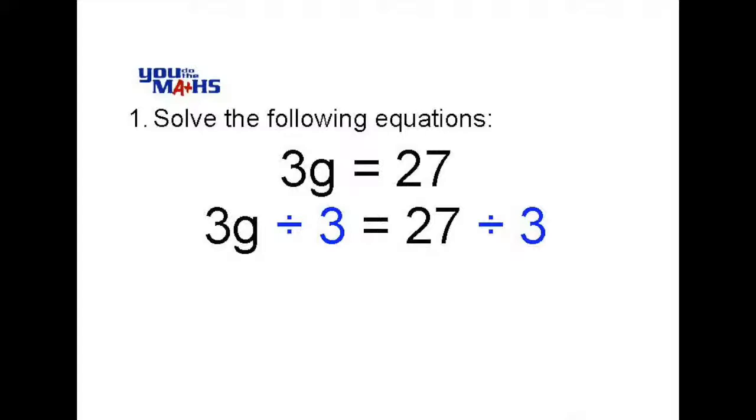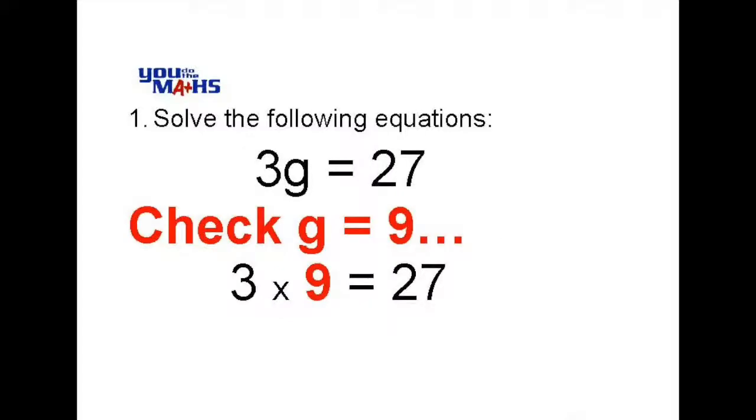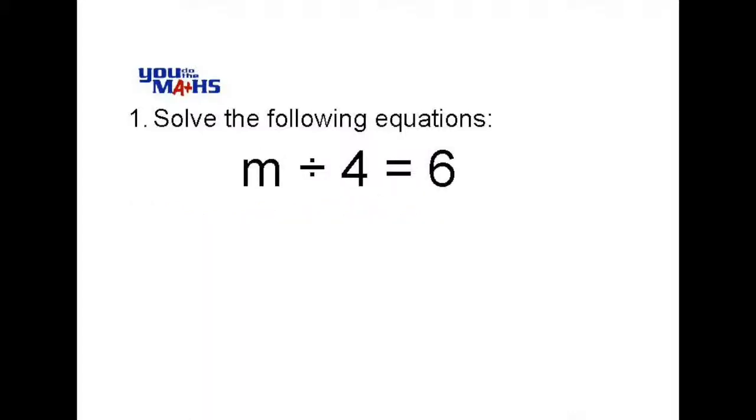Now if we do that, 3 multiplied by g and then divide by 3 means that on the left hand side those 3's are going to cancel, and what we're going to be left with is just g is equal to 9, which is 27 divided by 3. Now again we can check that by putting it back. 3g means to multiply each other, so 3 multiplied by 9 is equal to 27, and the equation is true when g equals 9.